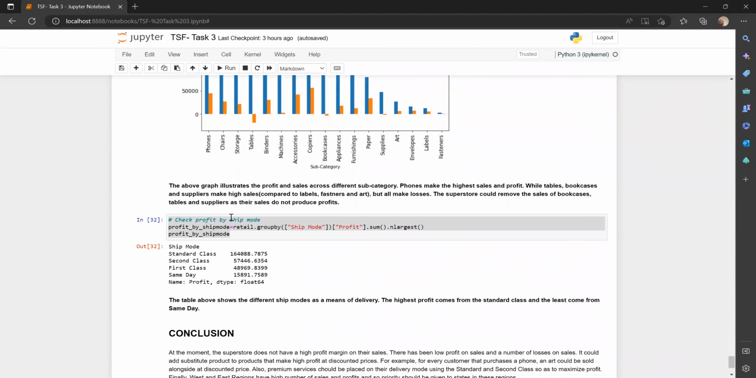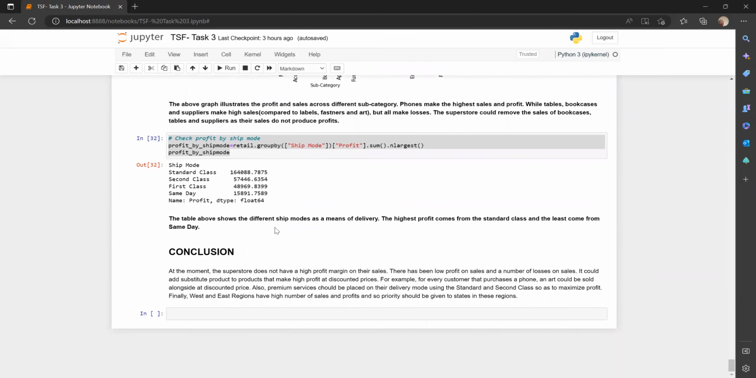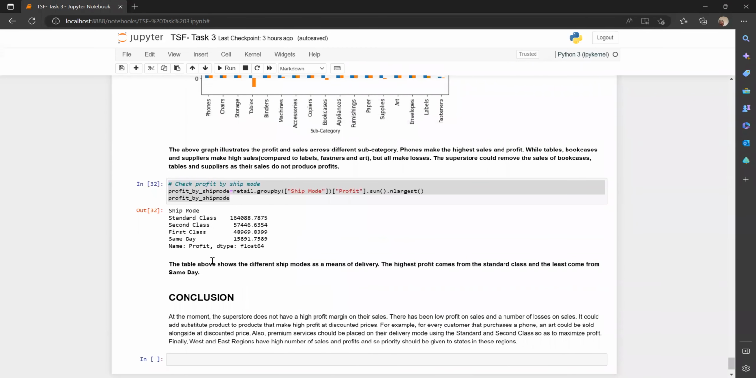So the next thing I did was to check profit by ship mode, and these are the ship modes, the mode of delivery, and the table above shows the different ship modes as a means of delivery. The highest profit comes from the standard class, and the least comes from the same day.